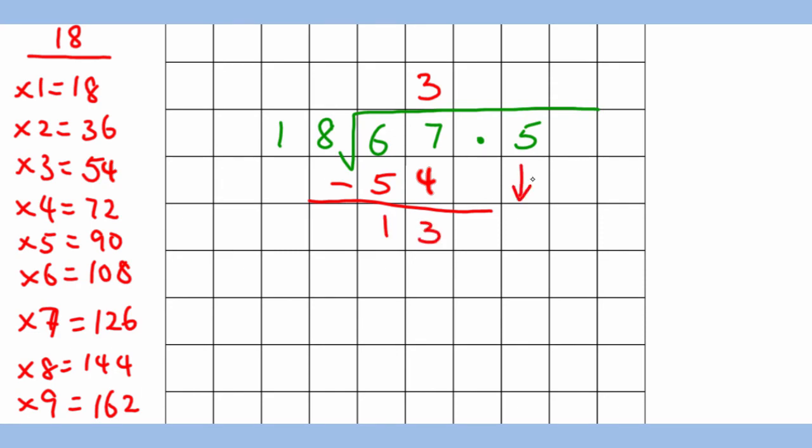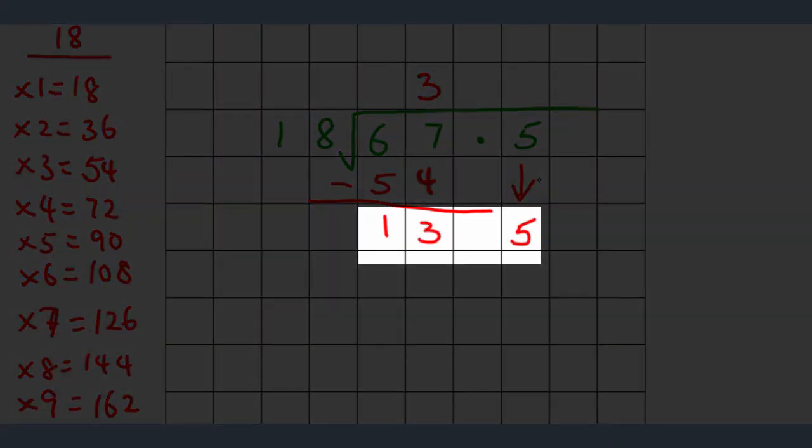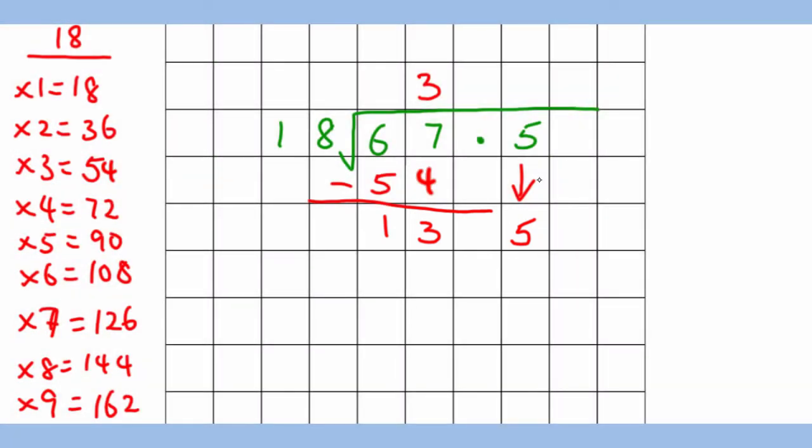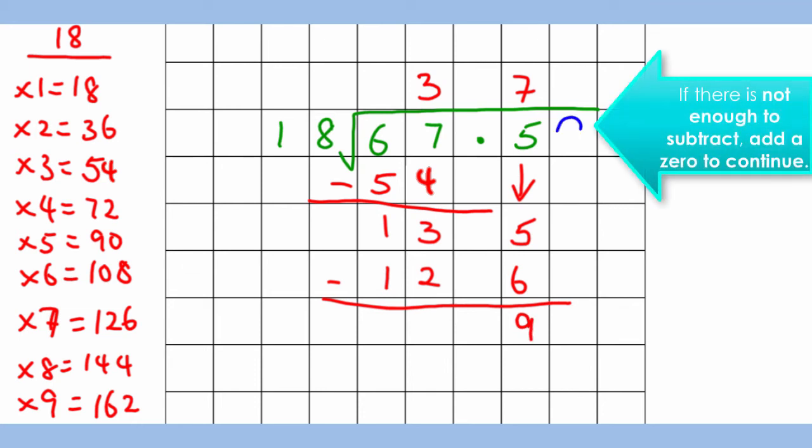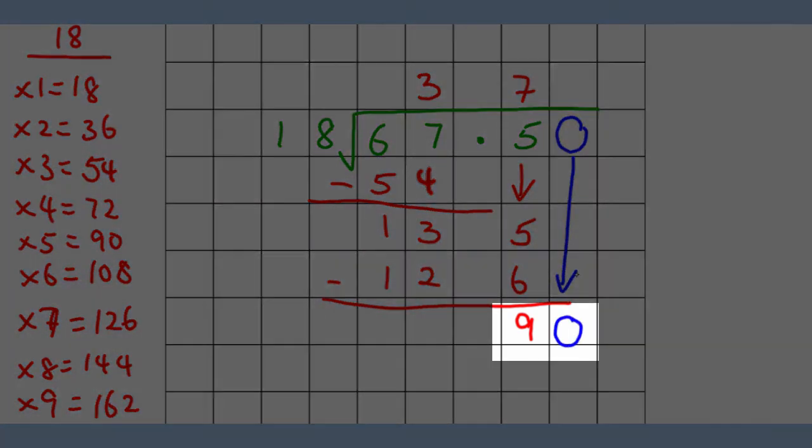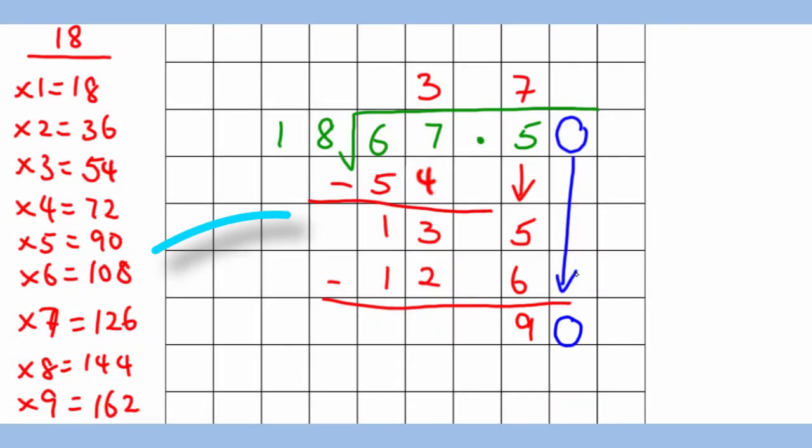Now bringing the next number down, we would have a new number, which is 135, and 18 goes into 135 7 times, which will bring us 126. 135 minus 126 is 9. Notice how 18 does not go into 9, so guess what? You just have to add zeros behind the 5, bring it down, so you have a 90, and 18 goes into 90 exactly 5 times, which will leave us with no remainder.